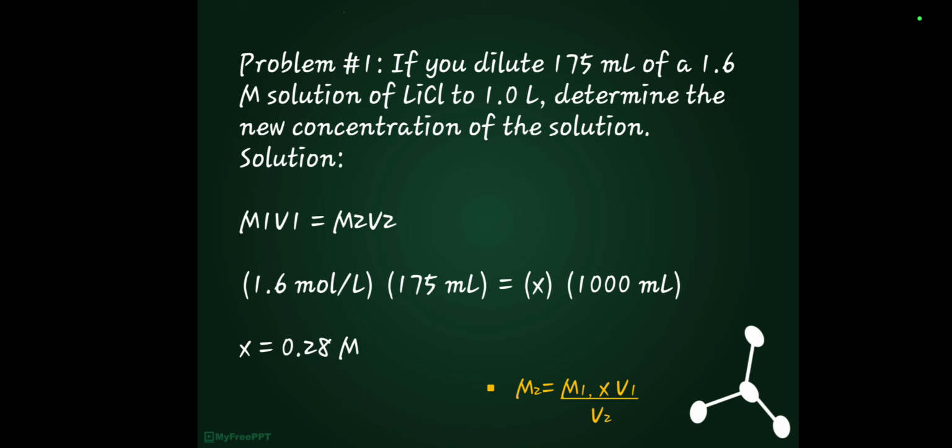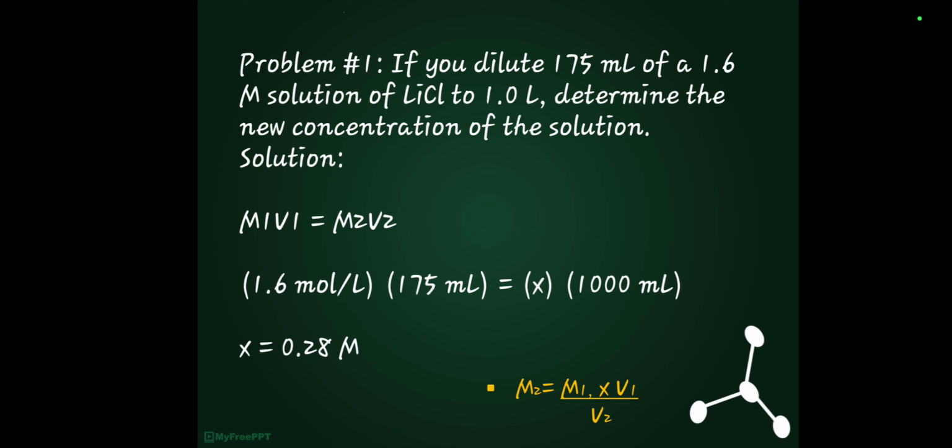So since we've already done multiplying the M1 times volume 1, let's divide it now by the volume 2, which is 1000 ml. So 280 divided by 1000 ml is equal to 0.28 molarity. Meaning to say, the final solution or the final molarity would be 0.28 M, because we're looking for the molarity of the final solution, or the M2. Okay, did you get the point?